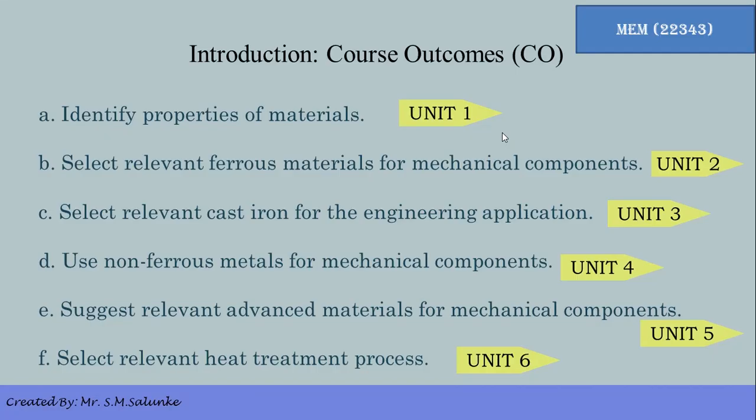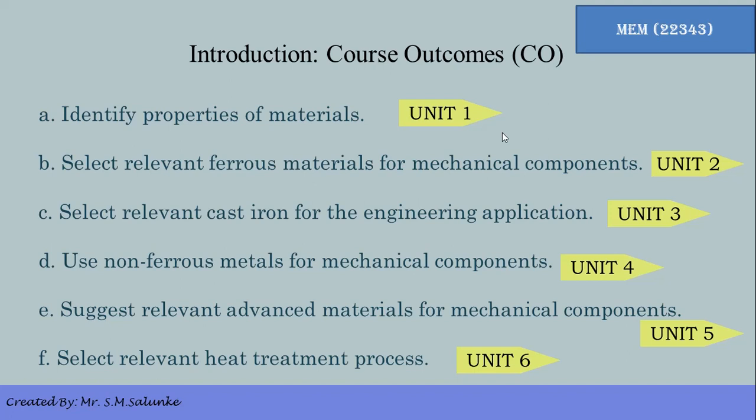So, for the introduction of the teaching scheme, we'll first go through the course outcomes of mechanical engineering materials. The first course outcome is to identify the properties of material. So, in unit number 1, you will get to know the different properties that are associated with various materials around us. These properties are mainly classified into mechanical properties and physical properties, and we will also learn, with various practicals, how we can measure these properties of any certain material.